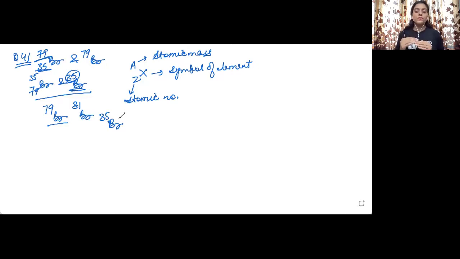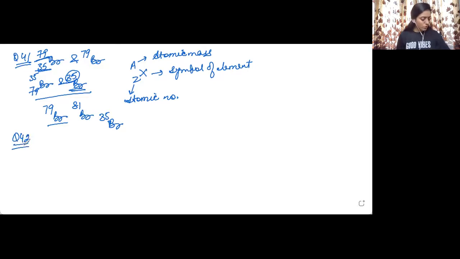So we need to specify the atomic mass. Atomic mass specification is more important than atomic number specification because atomic numbers are always fixed, whereas atomic masses are variable because of the presence of different isotopes. So we need to always write the atomic mass. Hope this is clear to you. Let us now move into question number 42.